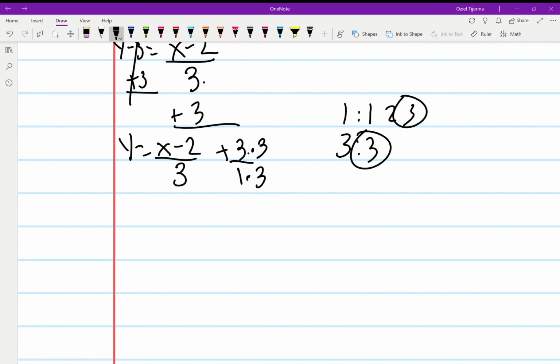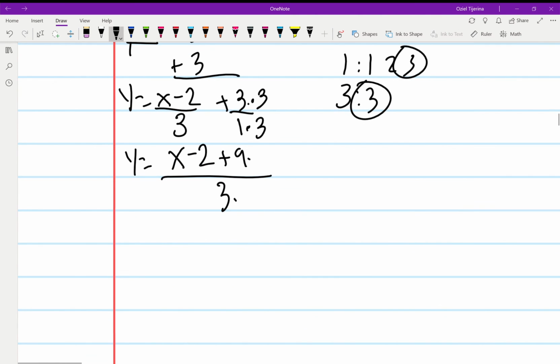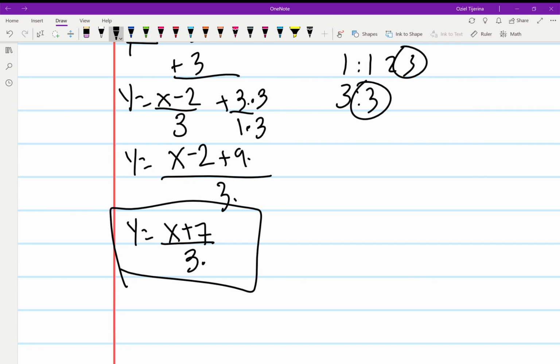So then we have y equals (x minus 2 plus 9) all over 3. So therefore y equals (x plus 7) over 3. And that is our answer. I hope this helped. And remember to put parentheses in this part because we're dividing this entire part by 3. This is also written as y equals 1/3 x plus 7 over 3.